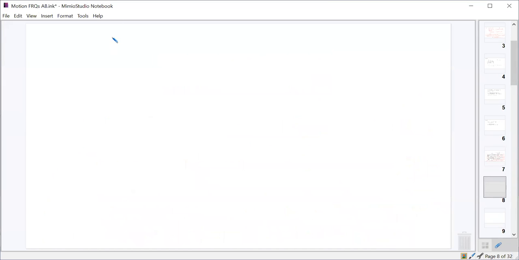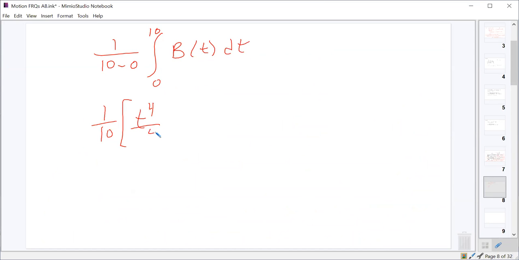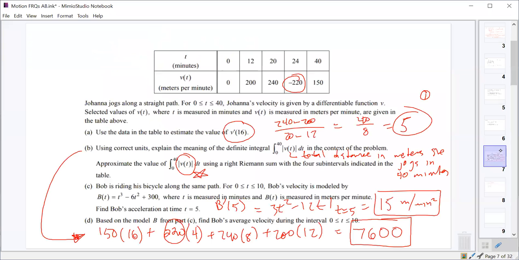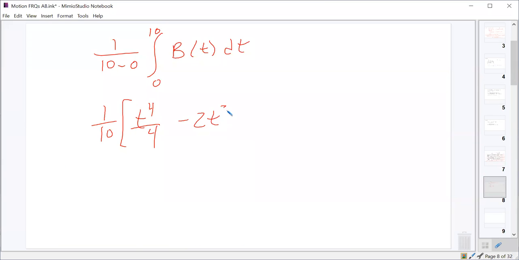All right, part D, we want to find his average velocity from 0 to 10. So the average of a continuous function is the mean value theorem for integrals. 1 over b minus a times the integral from a to b, from 0 to 10, of v of t dt. And v of t was t cubed, right? To start with, it was t to the 4th over 4. Then the next part was 2t cubed, so that ought to be minus 2t cubed. And then it was plus 300, so it should be plus 300t. Everybody good with that or no?